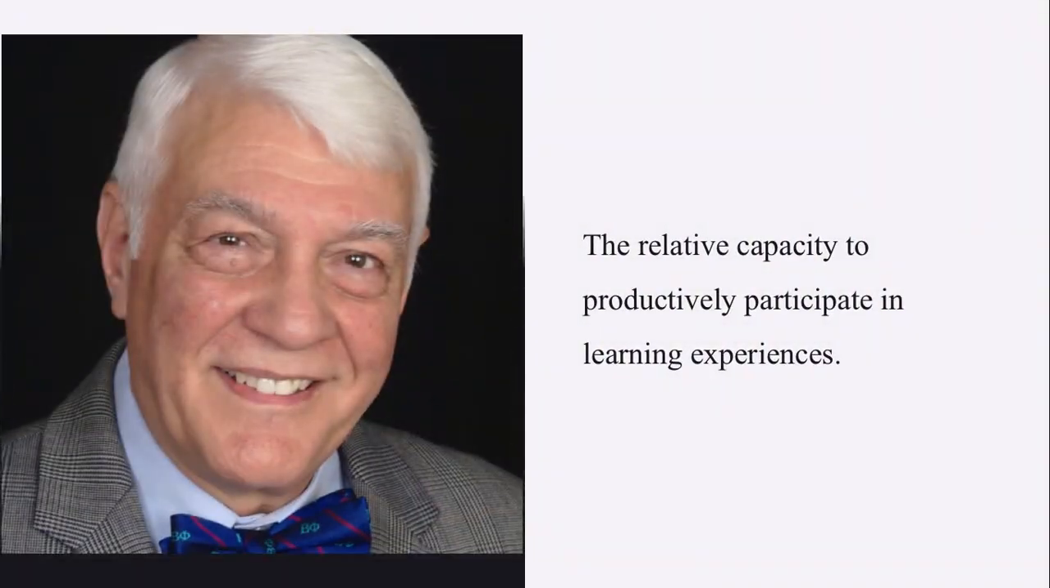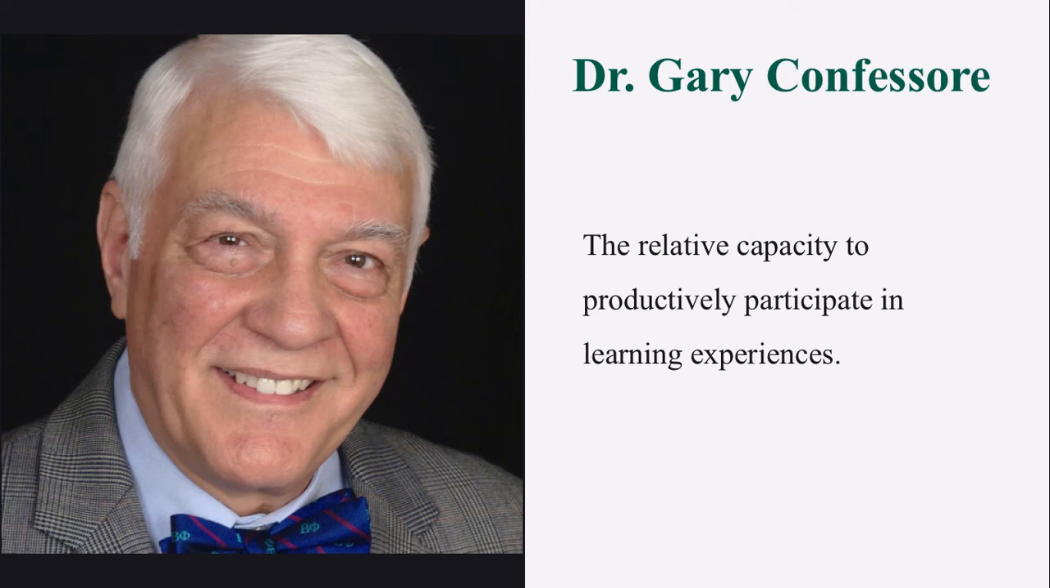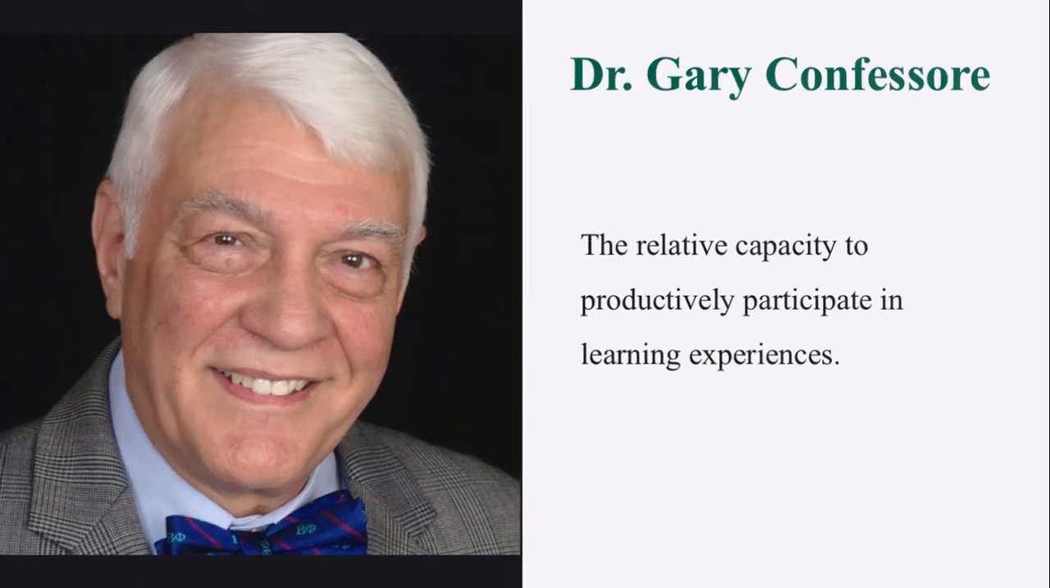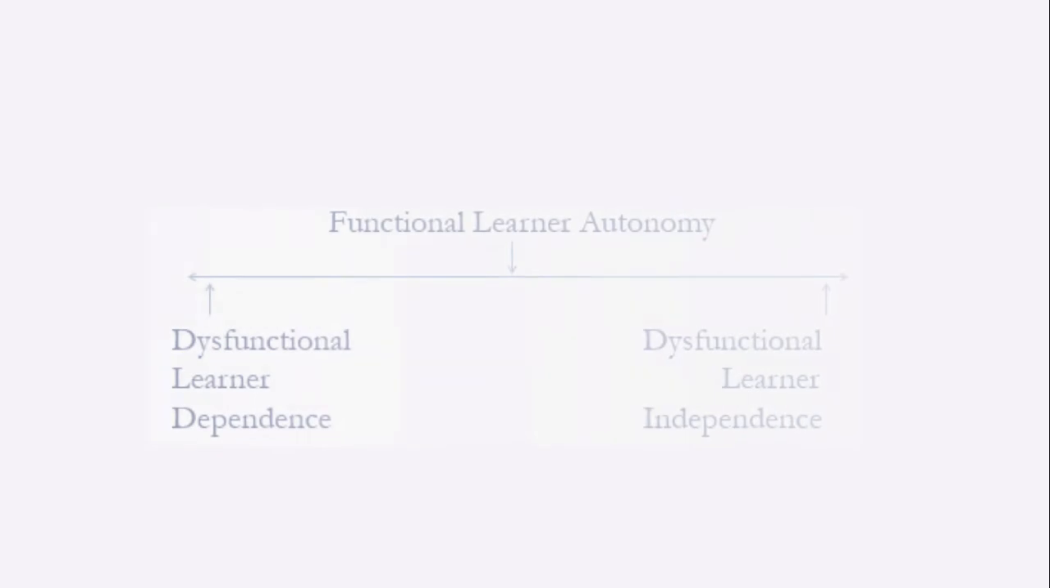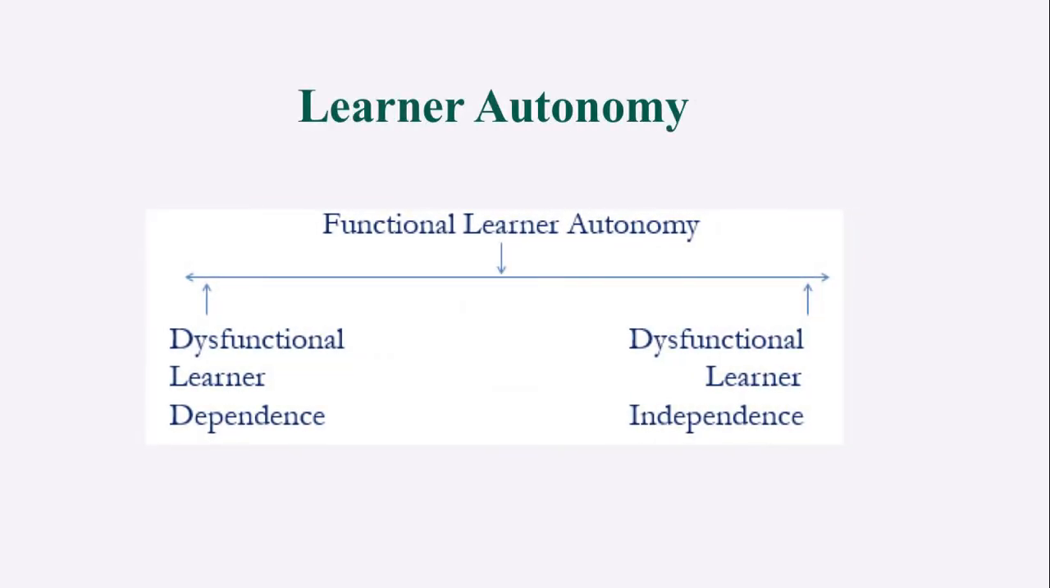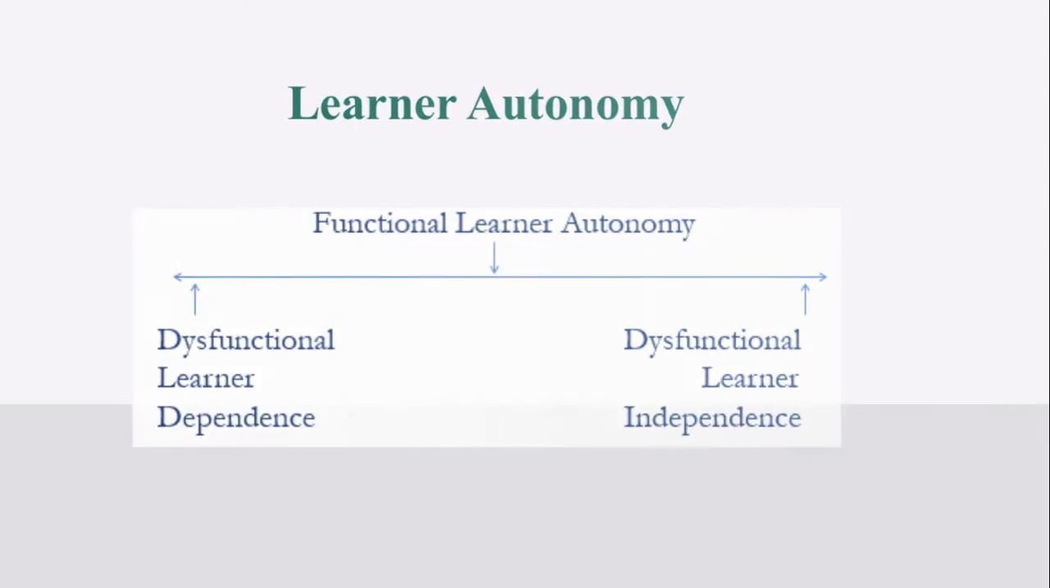Back to describing learner autonomy. According to Dr. Confessore, learner autonomy is defined as a relative capacity to productively participate in learning experiences. As we can see from this continuum, functional learner autonomy is flanked on either side by 2 opposite extreme forms of dysfunctional learner autonomy: dysfunctional learner dependence and dysfunctional learner independence.